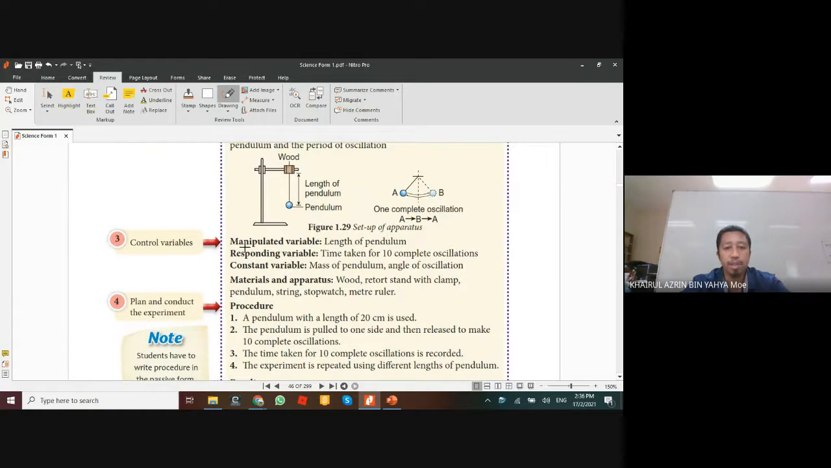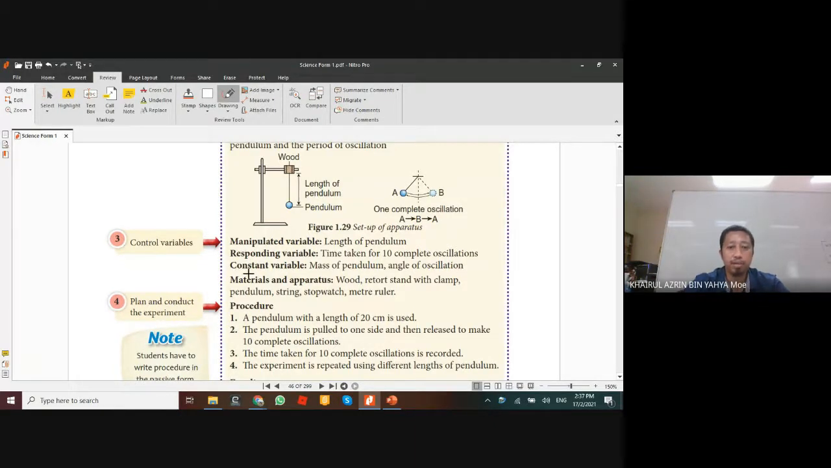So, manipulated variable. Variable yang kita boleh ubah. The manipulated variable is the length of the pendulum. Tali ini, length, dia punya panjang, pendek atau panjang. Kita boleh ubah-ubah panjang dia. Responding variable, meaning lepas kita ubah ni apa jadi? That means in this case it is the time taken for 10 complete oscillations. So bila kita ubah tali itu jadi pendek, masanya jadi cepat atau lagi lambat. That is responding, responding to the manipulated variable.